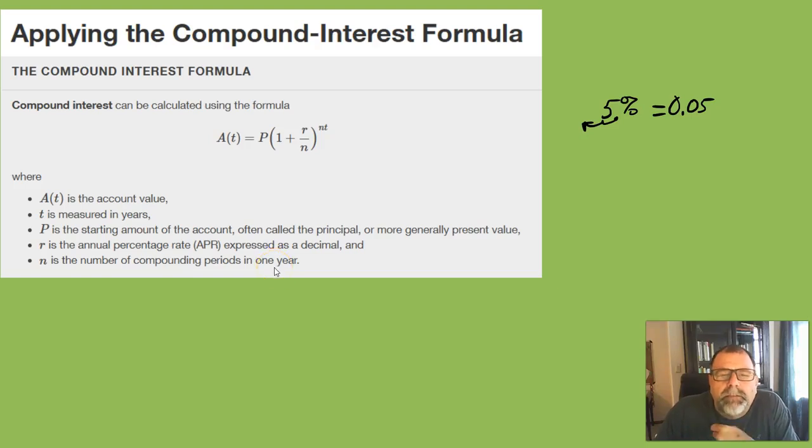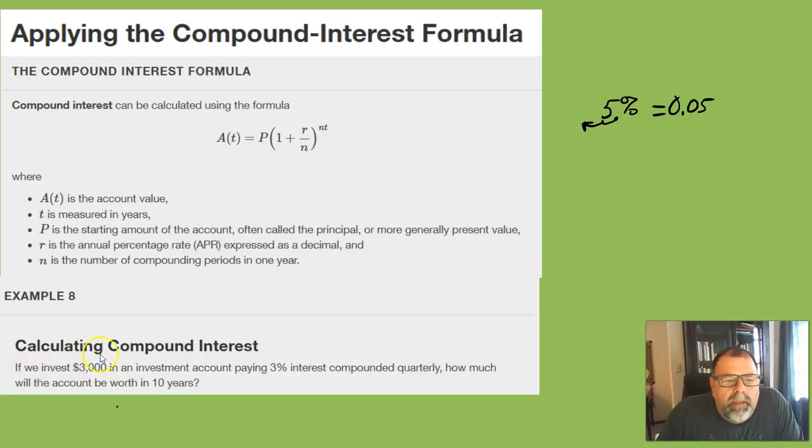So if compounding periods is monthly, then there's 12 months in the year, so n would be 12. Daily would be 365. Monthly, 12. Weekly, there's 52 weeks in a year. If it did it quarterly, 4 quarters a year. Okay, so it depends on the periods per year.